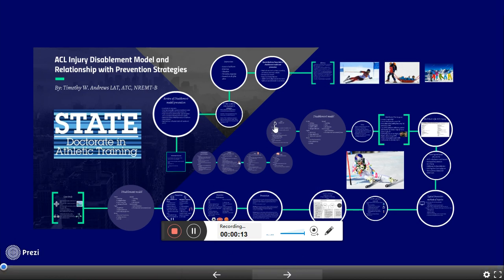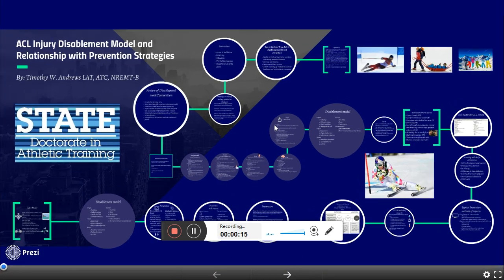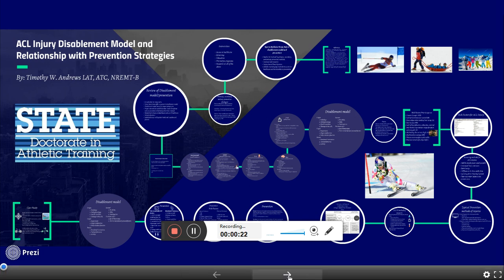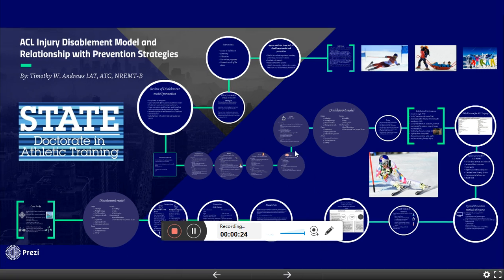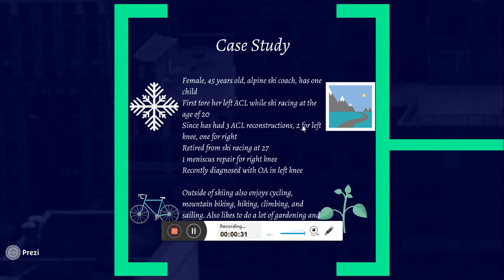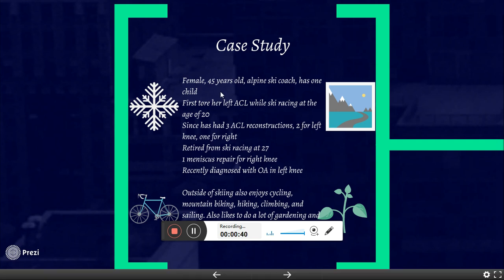And today I will be talking about ACL injury disablement model and its relationship with prevention strategies. So, when I first was thinking about all these concepts, I had to think about basing them off a case. I think that's the easiest way to apply the concepts to a real life situation. So our case study is a female 45-year-old alpine ski coach.